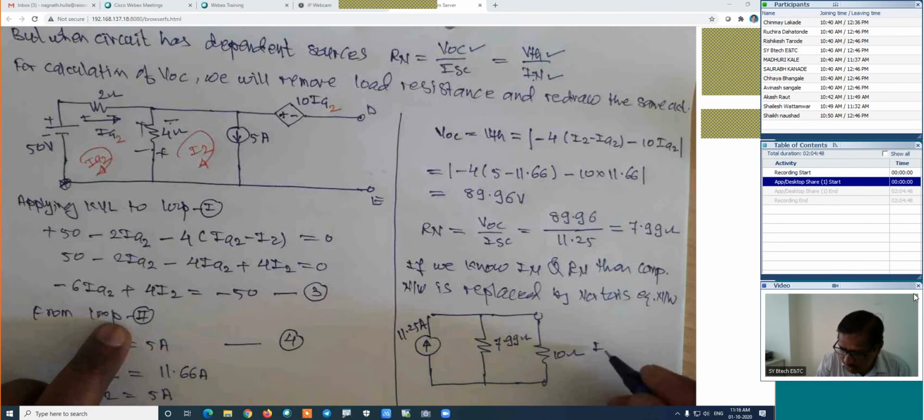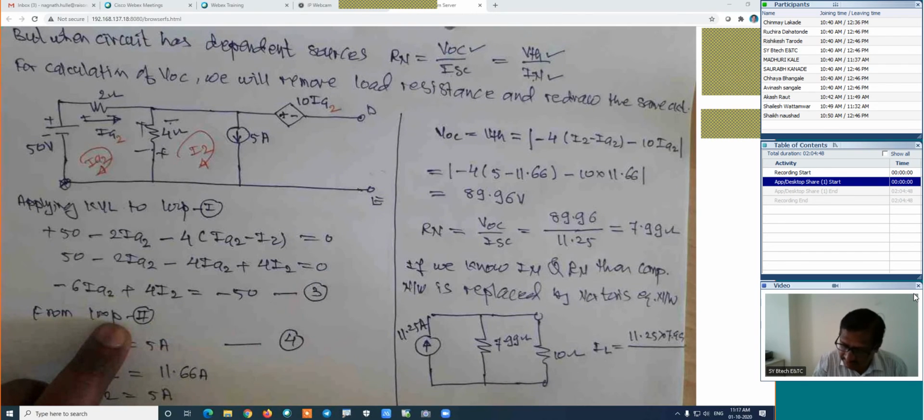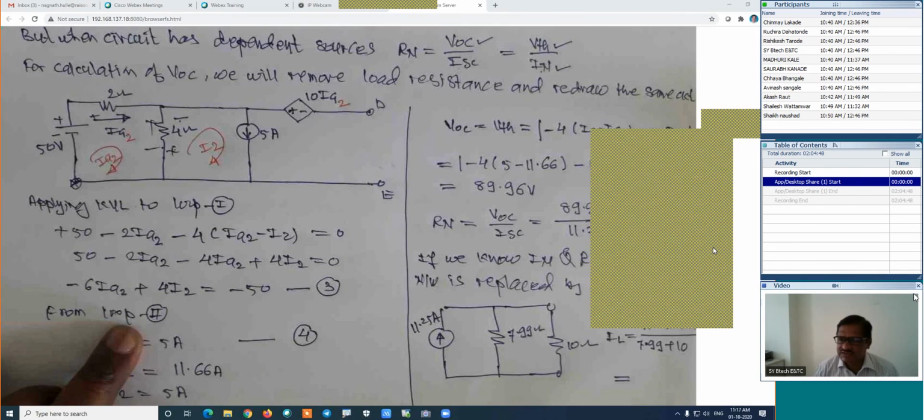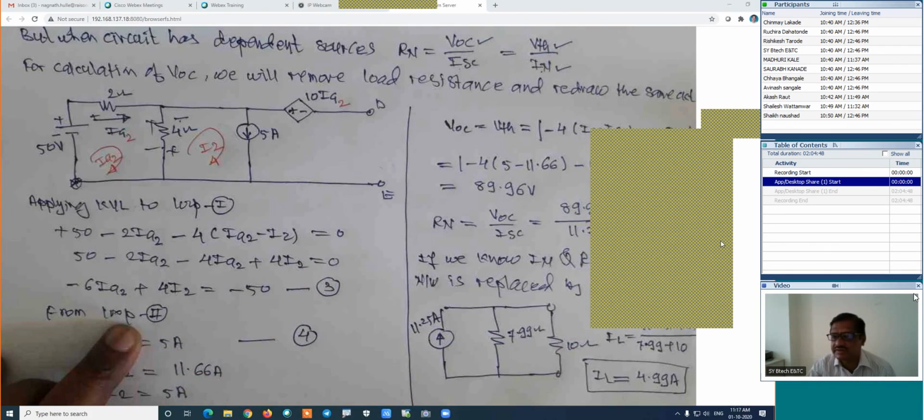Now here, in this case, this is 10 ohm. And we are interested in the load current, that is IL is equal to In into Rn divided by Rn plus RL. This is 11.25 into Rn, which is 7.99, divided by its resistance, that is Rn plus RL. Here it is 7.99 plus 10. Find out its load current. Yes, Ruchira. 4.99. 4.99 amperes is the load current flowing through the load resistance using this theorem, which is nothing but Norton's theorem.